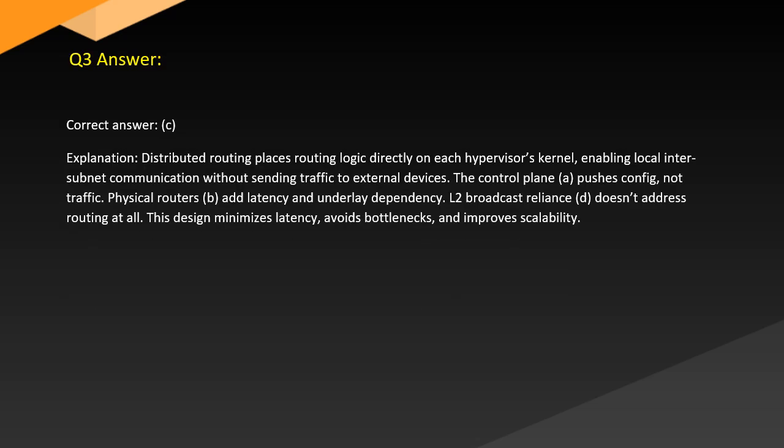Answer. Correct answer: C. Explanation. Distributed routing places routing logic directly in each hypervisor's kernel, enabling local inter-subnet communication without sending traffic to external devices. The control plane, A, pushes config, not traffic. Physical routers, B, add latency and underlay dependency. L2 broadcast reliance, D, doesn't address routing at all. This design minimizes latency, avoids bottlenecks, and improves scalability.